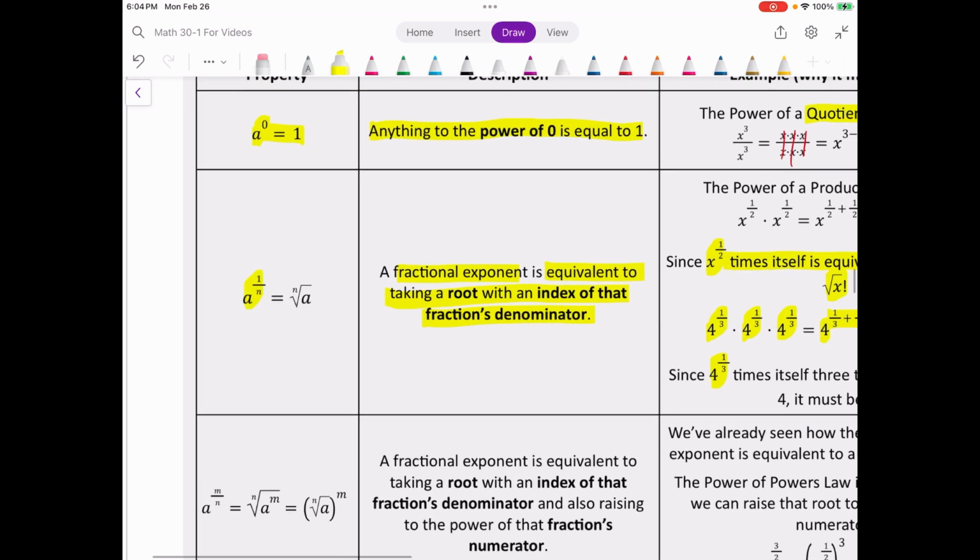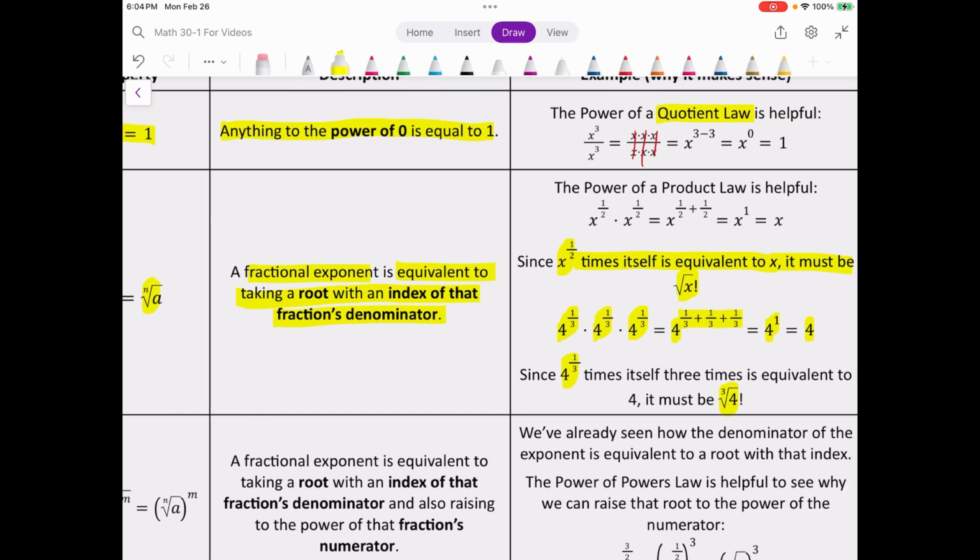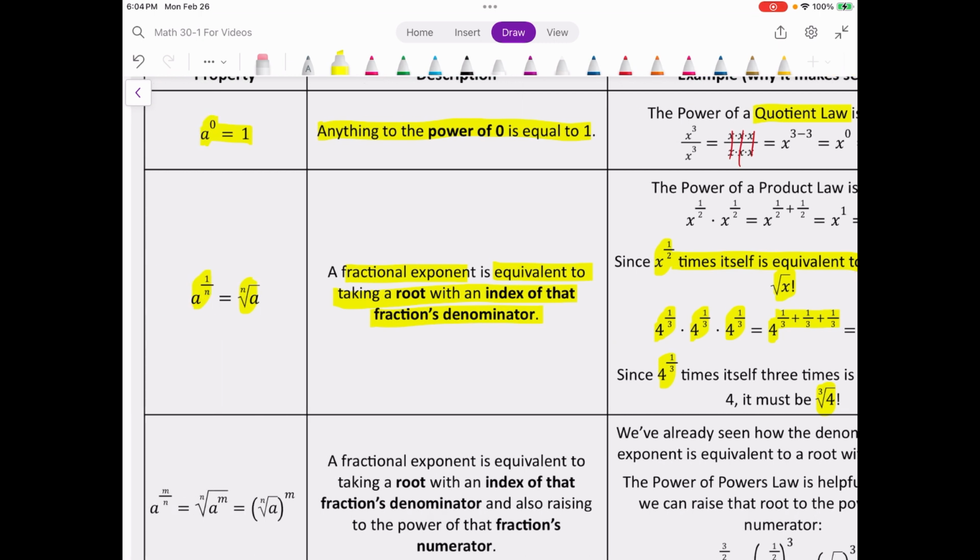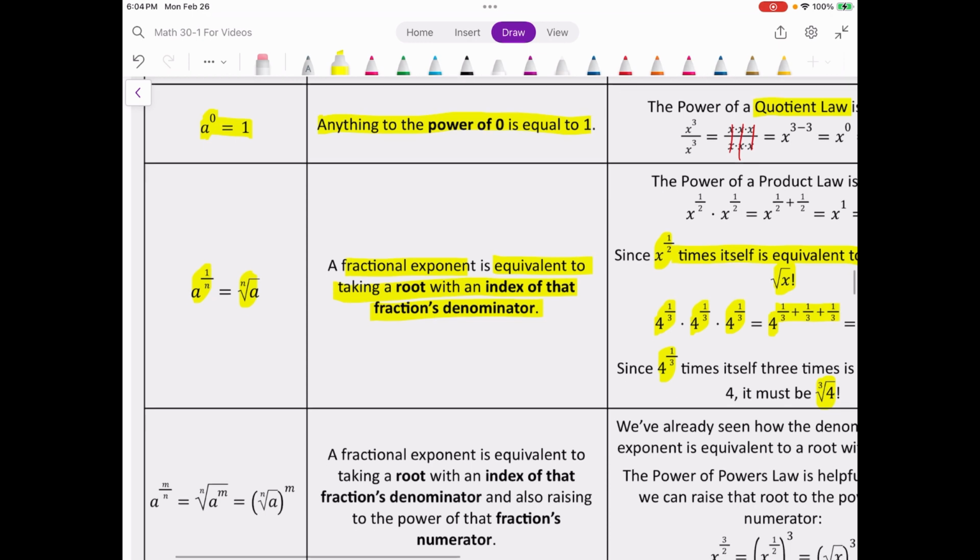a to the power of 1 over n is really just the nth root of a. Something to the power of 1/2 is just the square root of that, right? Something to the power of 1/3 is just the cube root of that. To the power of 1/16 is the 16th root of that.